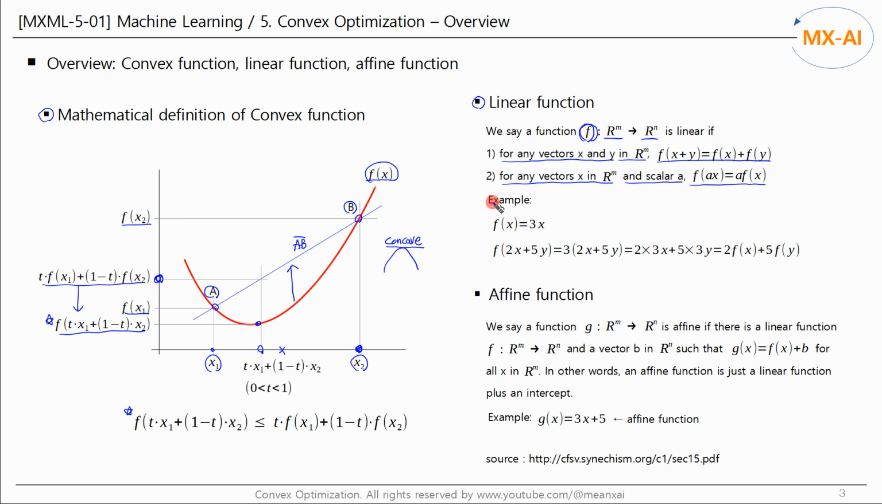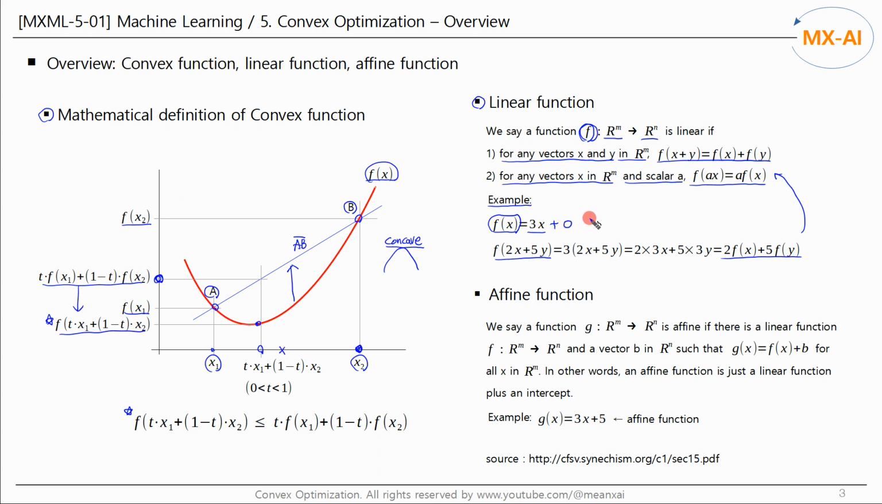Let me give you an example. There is a function f such that f of x is 3x. f of 2x plus 5y becomes 2 f of x plus 5 f of y as follows. This satisfies all of the above definitions, so f is a linear function. A linear function has no intercept and passes through the origin.